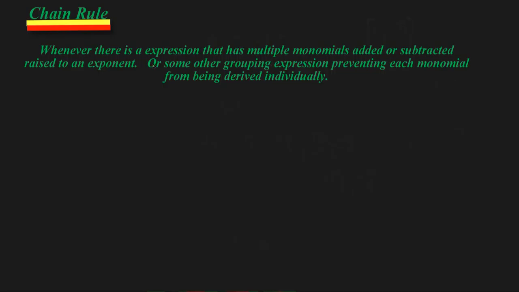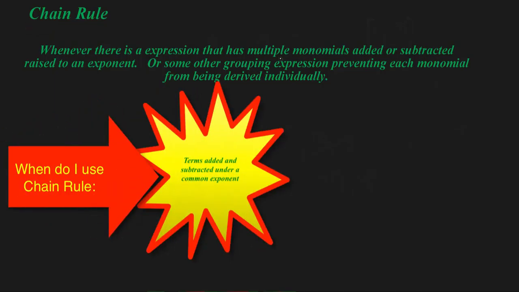Today we're going to be discussing the chain rule. What is the chain rule? Anytime you have an expression that has multiple monomials, like 4x squared plus 2x plus 1, and it's all raised to the fifth power, or it's all square rooted, or all in the denominator, grouped together somehow to where you can't separate them, you have to use the chain rule.